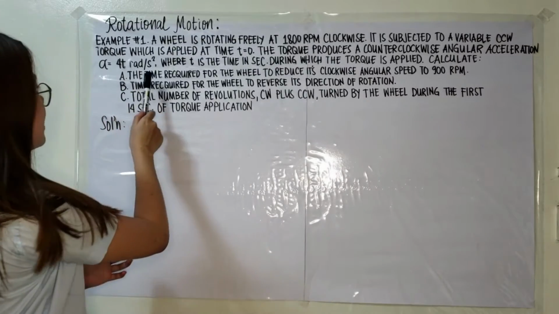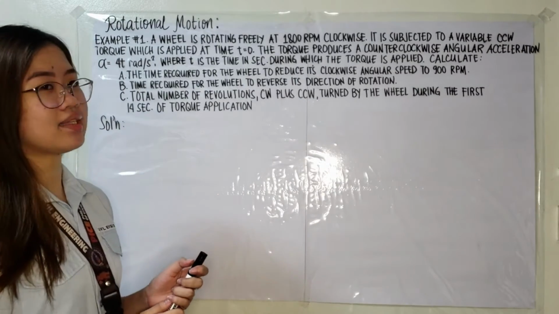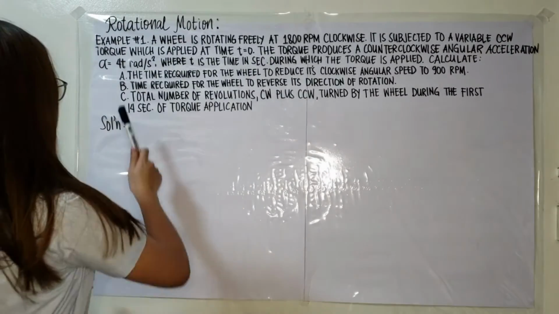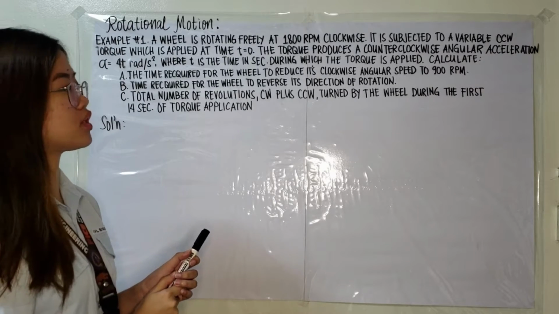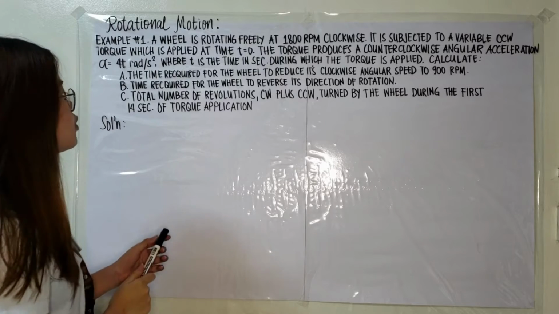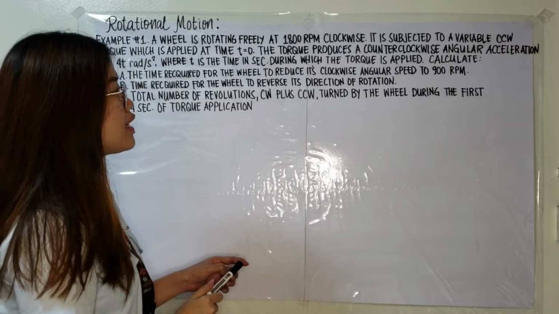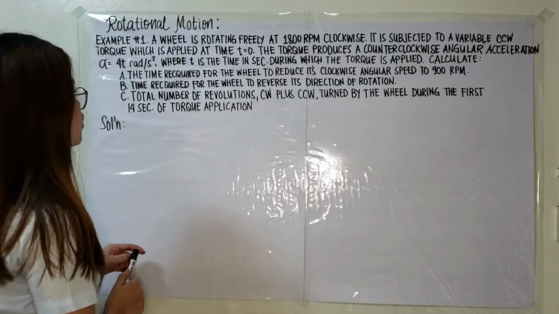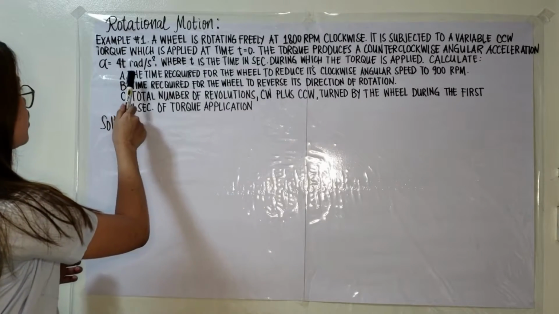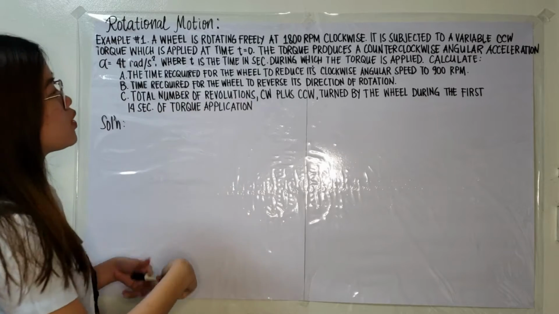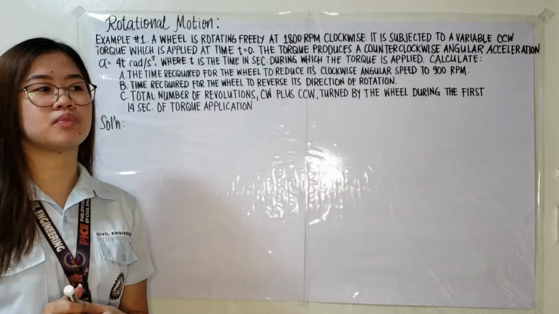Calculate: letter A, the time required for the wheel to reduce its clockwise angular speed to 900 revolutions per minute. B, the time required for the wheel to reverse its direction of rotation. C, the total number of revolutions, clockwise plus counterclockwise, turned by the wheel during the first 14 seconds of torque application. So, first we are going to compute the time required for the wheel to reduce its clockwise angular speed to 900 revolutions per minute.